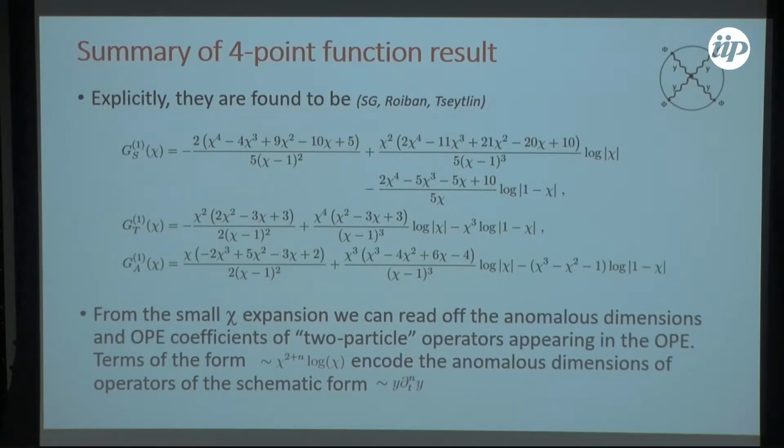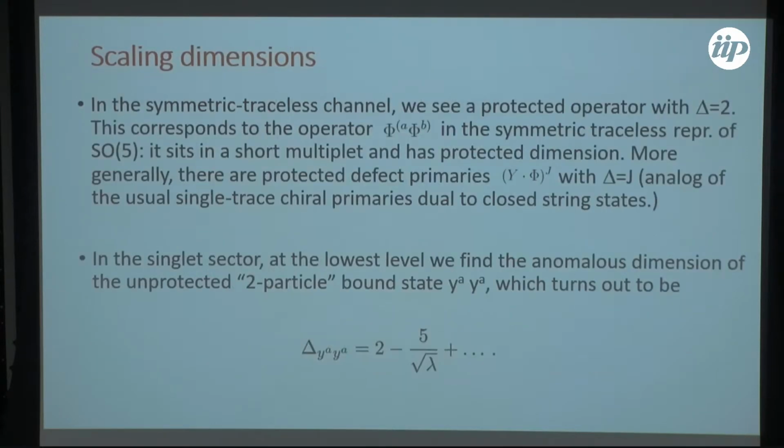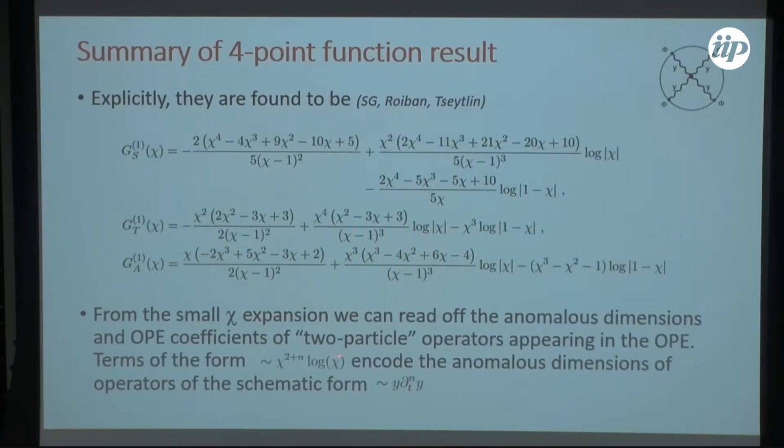Okay. So, for example, as a check, you can look at the symmetric traceless channel. Let me just review this briefly in case it's not familiar. The way you extract, for example, anomalous dimensions is by looking at logarithmic terms in the expansion in small cross ratio, right? Because those logarithmic terms, if you look at the general OPE expansion, correspond to the perturbative expansion of anomalous dimensions. So by looking at the logs in the small chi expansion, you can extract anomalous dimensions.